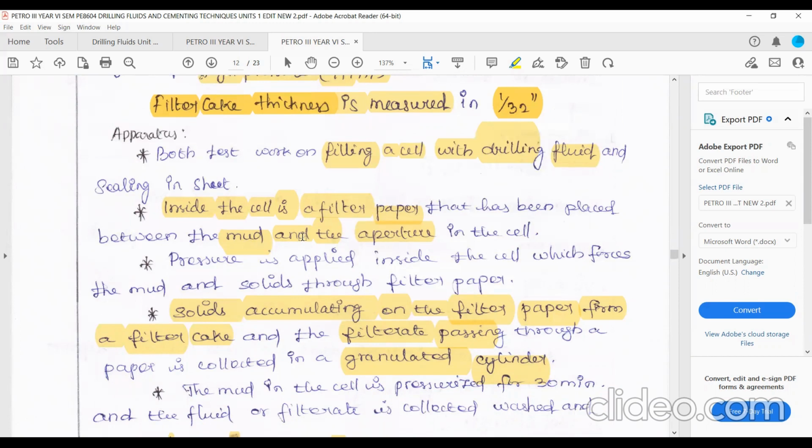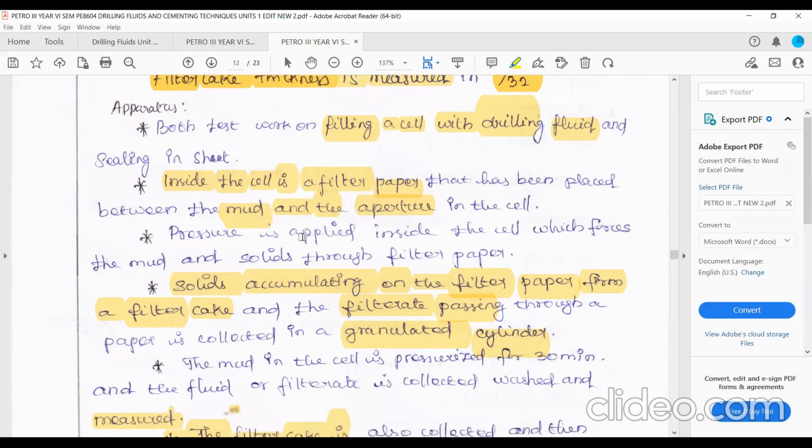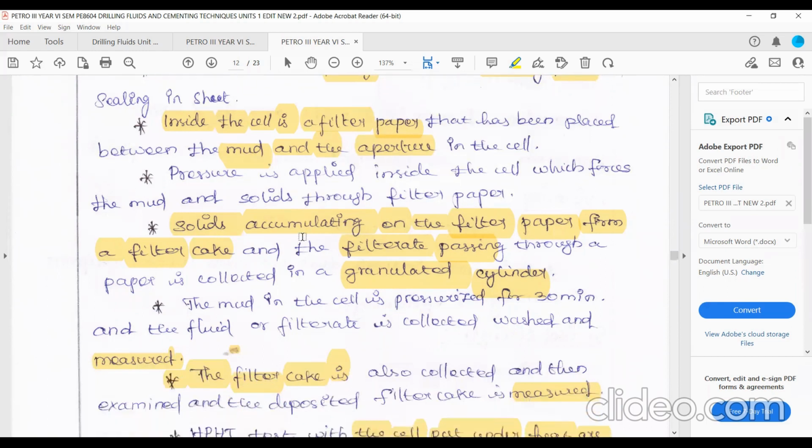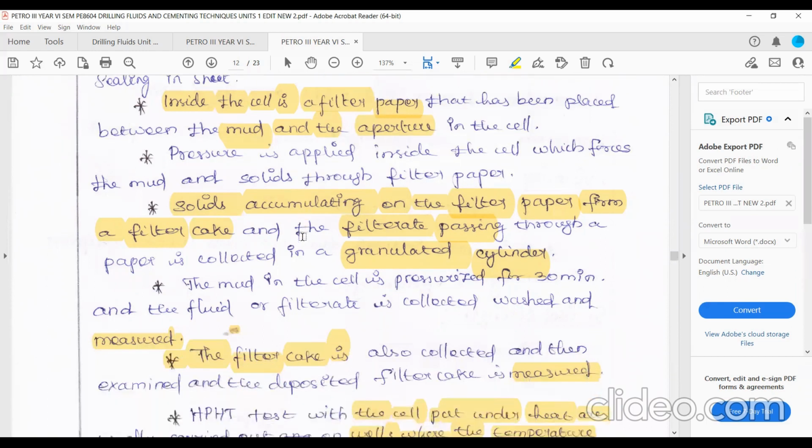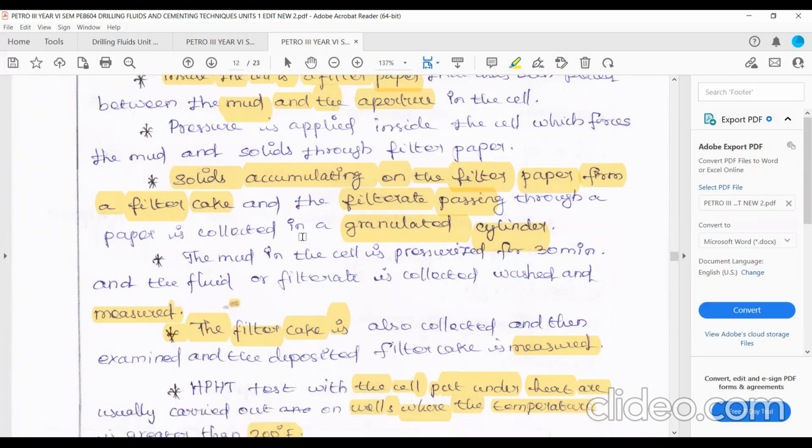Sorry for the spelling today. It is not granulated cylinder. It should be read as graduated cylinder. You guys know what a graduated cylinder is. The filter cake is usually measured and it will be 2 mm thickness minimum to maximum 12 mm thickness.